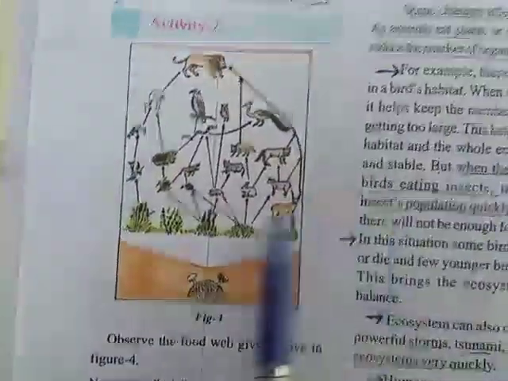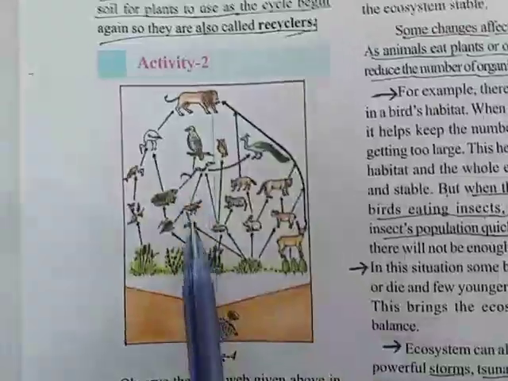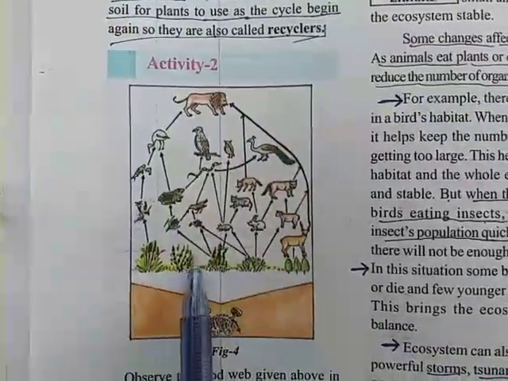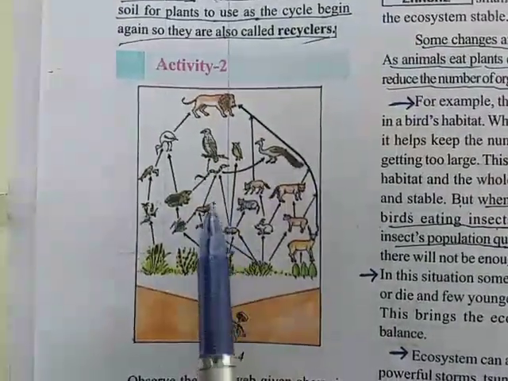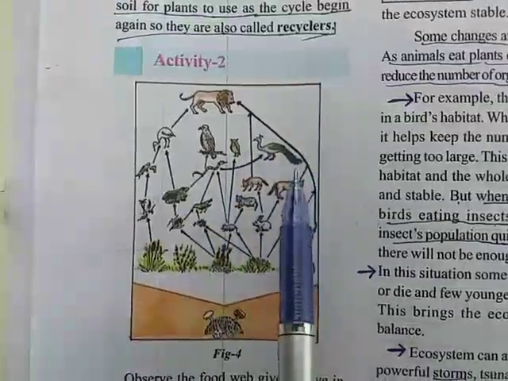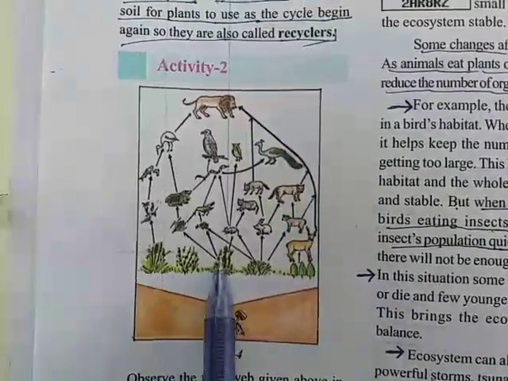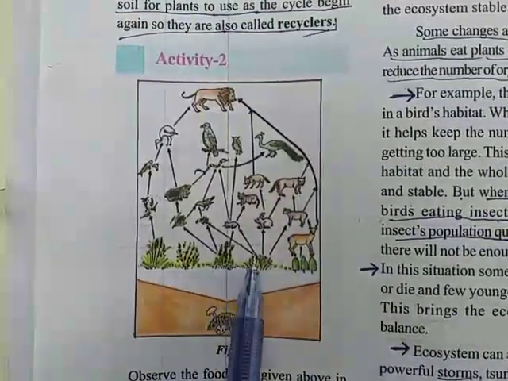Now come to activity 2. In this activity 2, we can observe how living organisms depend on one another. See here in step 1, we can see all our plants.